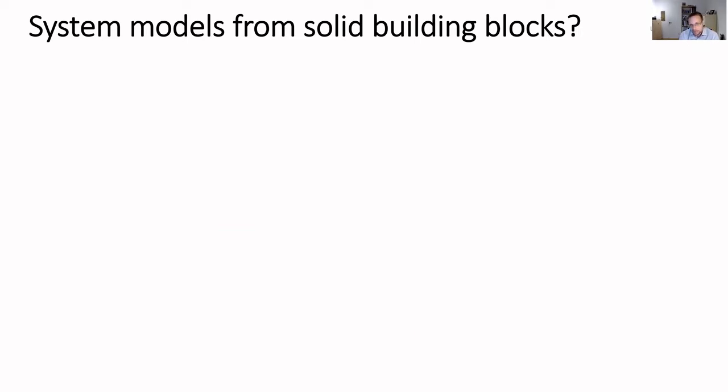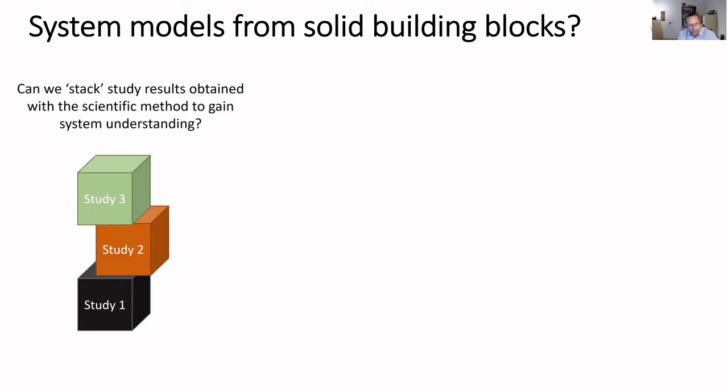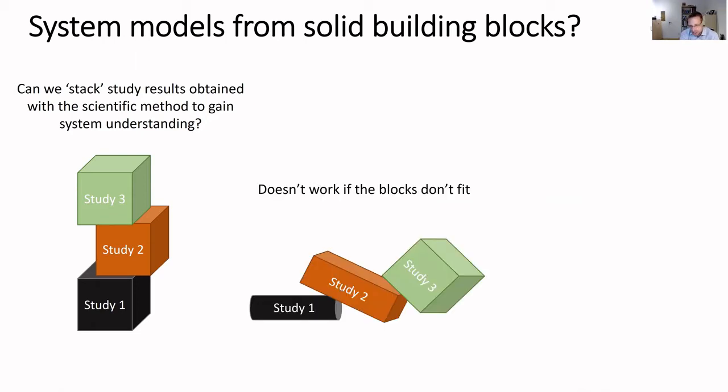So the classic approach, of course, to addressing complex systems is that we try and assemble system models from solid building blocks. So we stack up a bunch of studies, different disciplines maybe, until we gain some sort of understanding of how the overall system works. Of course, this doesn't really work well if the blocks don't fit, which arguably is often the case, even in large projects where we're supposed to work together across disciplines.